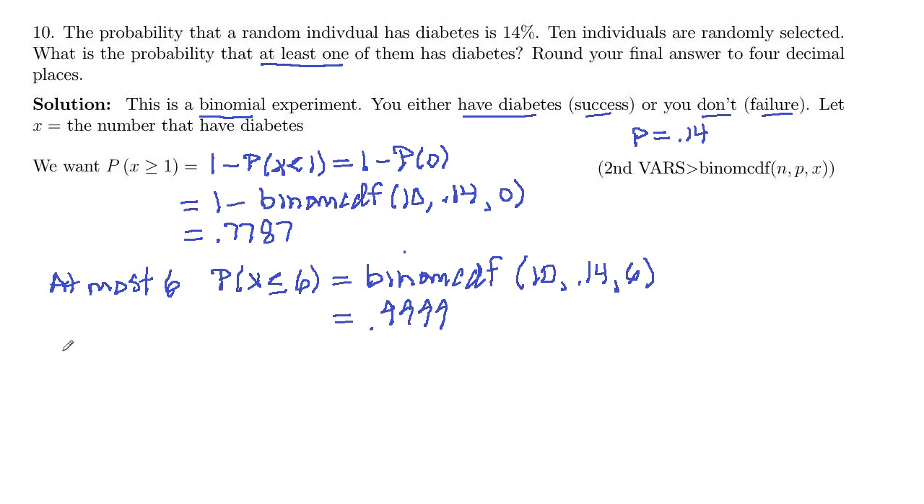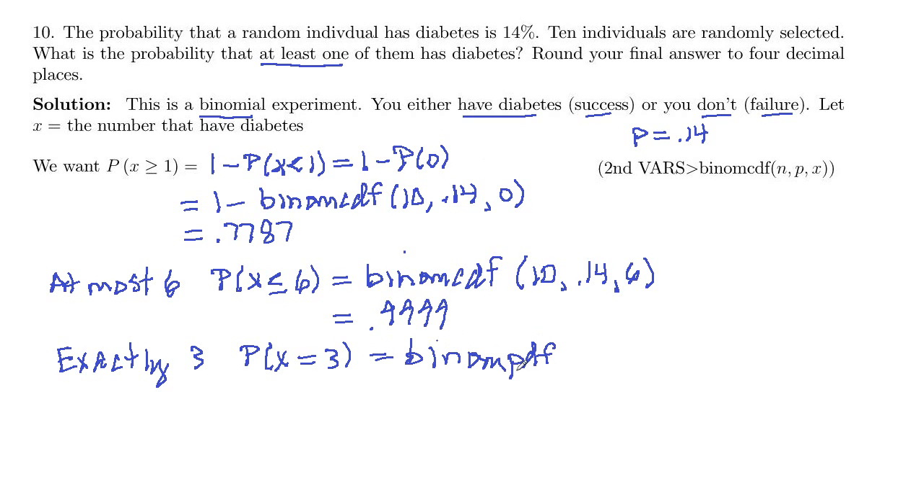Now, if they were to ask us, what is the probability that exactly 3 had diabetes? So that's asking what's the probability that x is equal to 3. So when you want one value there, you'll use binomial PDF. So this would be binom PDF. So that's probability density function. The C is cumulative. And you do 10 and 0.14 again, and our x value now is 3.